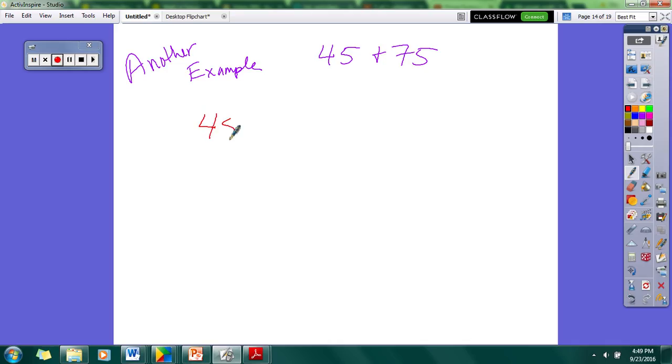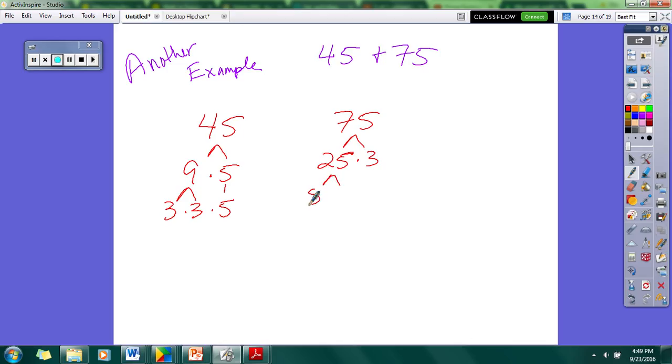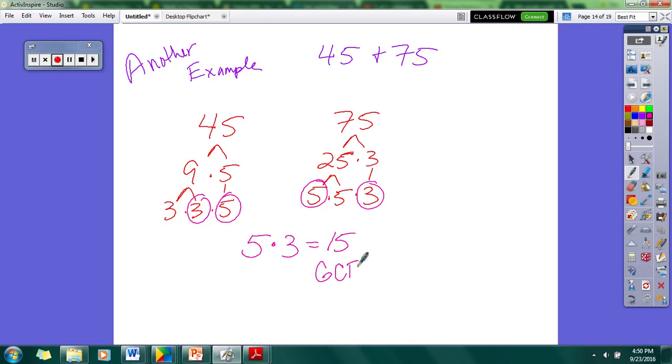For 45, I'm going to do 9 and 5, then 3, 3, and 5. For 75, I know it's going to be 25 and 3, then 5, 5, and 3. So now I'm going to find the partners. I see there's a 5 here and a 5 here. I'm going to bring it down. A 3 here and a 3 here, and I'm going to bring it down. They don't share any more partners, so I'm going to multiply these together, and the greatest common factor is going to be 15.